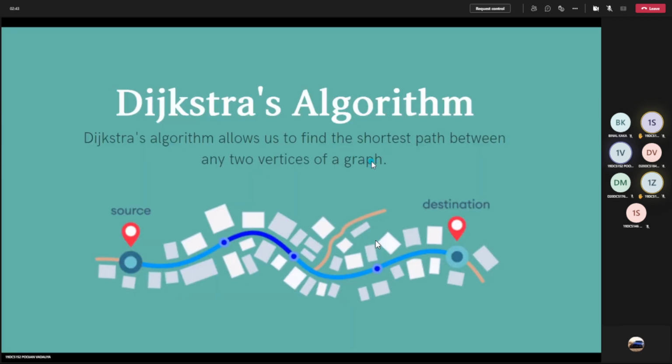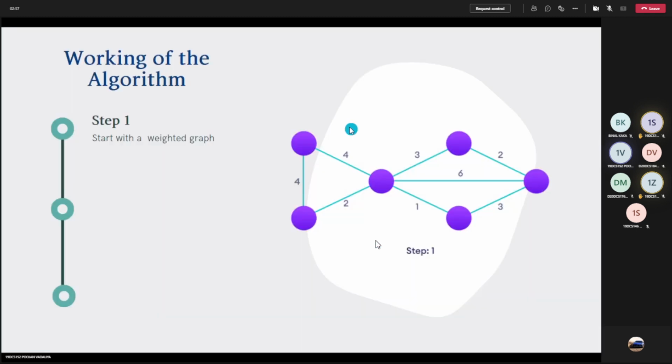Then I will be discussing Dijkstra's algorithm, which helps us find the shortest path between any two vertices of the graph. Like if you want to go from source to destination, then what is the shortest path between them? We can do it with the help of this algorithm. The first step is that we start with a weighted graph, where the weight is the cost between two nodes, that is, the cost to approach from source to destination.